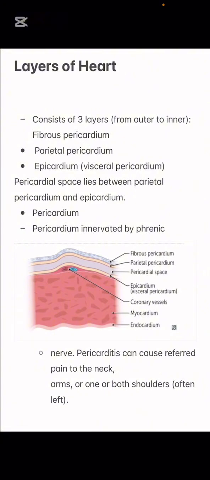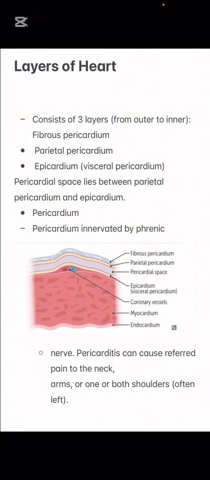As we have studied, there are three pericardial layers: fibrous pericardium, parietal pericardium, and epicardium. Pericardial space is between epicardium, that is visceral pericardium, and parietal pericardium. And there are also two other layers: myocardium and endocardium.